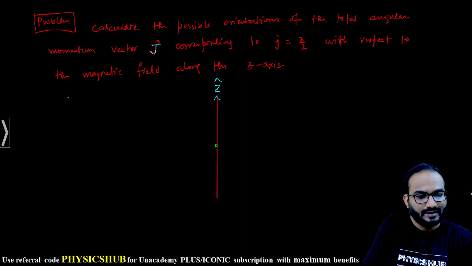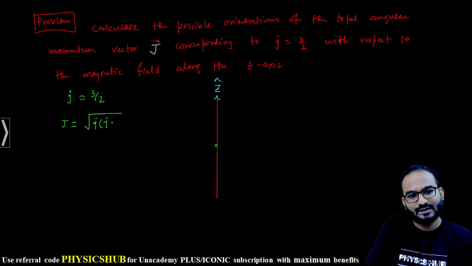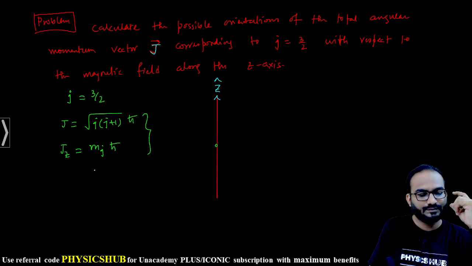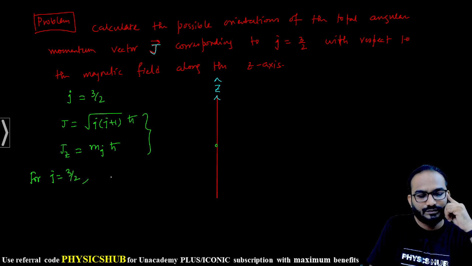So one value we have J, that is 3 by 2, and you know the total angular momentum J value is root over J into J plus 1 H cut, and JZ is equals to MJ H cut. These two things we know. So for J equals 3 by 2, what will be the values of MJ? MJ will be 3 by 2, half, minus half, and minus 3 by 2.